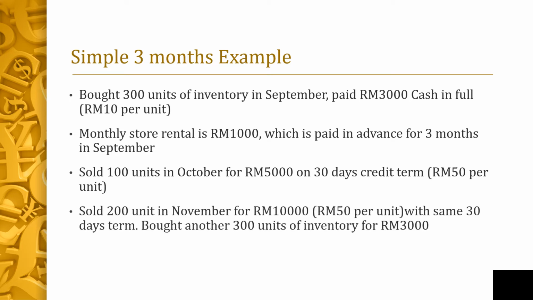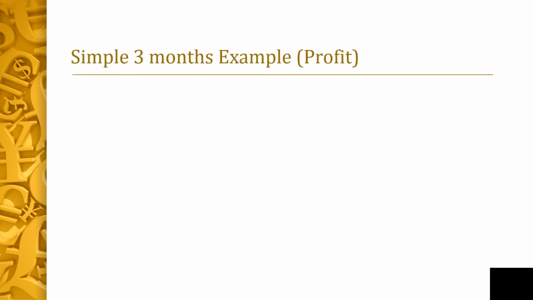In November, you sold the remaining 200 units for 10,000 ringgit with the same 30 days term. Since you are already out of stock, you purchase another 300 units for the same 3,000 ringgit. Simple and clear? Now, using the accrual concepts that we have just learned, how do we record these transactions?